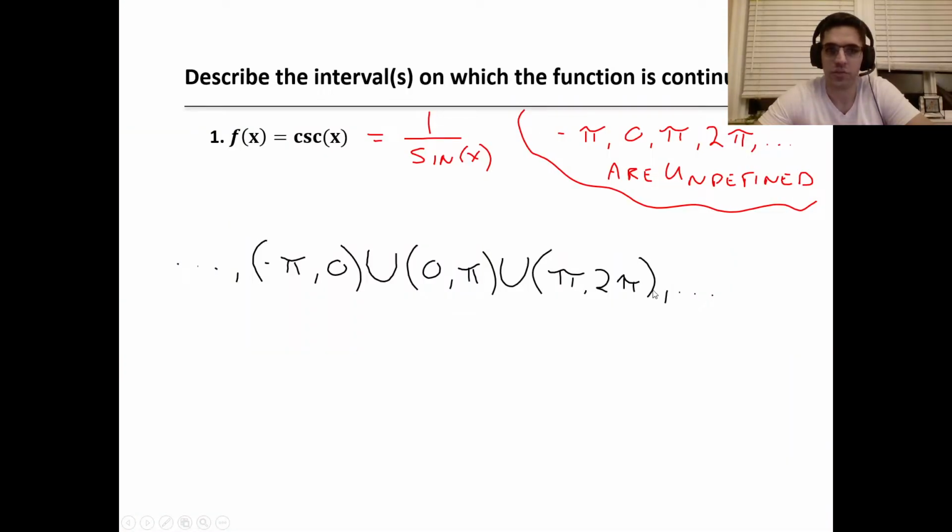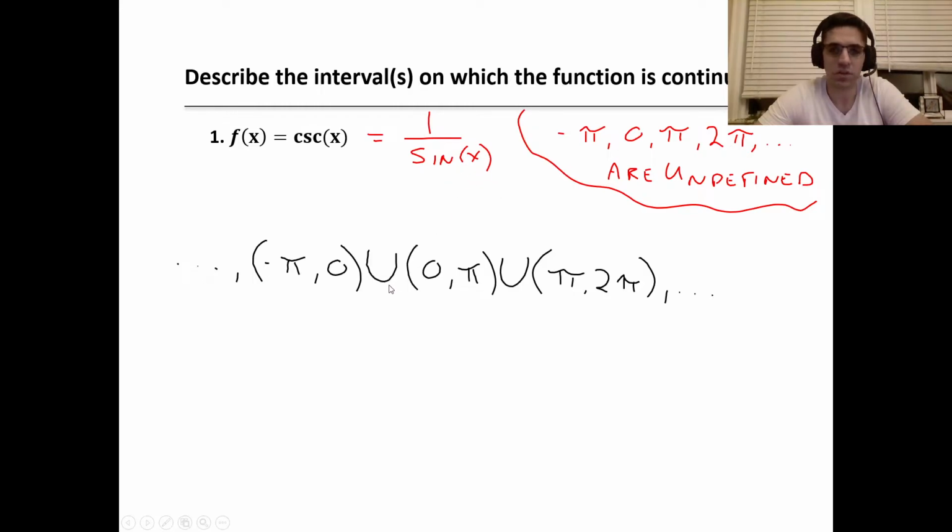So, some examples. Describe the intervals on which the function is continuous. Here's one of our trig functions, cosecant. Cosecant is the same thing as 1 over sine. We know that the denominator cannot equal 0, so sine of x can't equal 0, which means anywhere sine of x equals 0 would be undefined in our function, or not in our domain. Well, we know that sine of negative pi, sine of 0, sine of pi, sine of 2 pi, any multiple of pi gives us a result of 0.